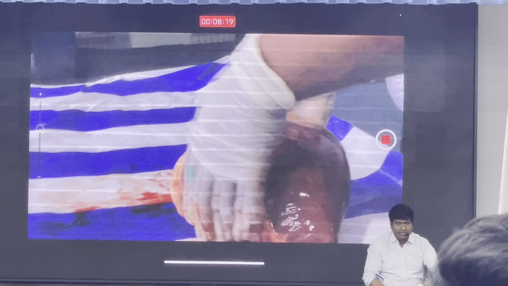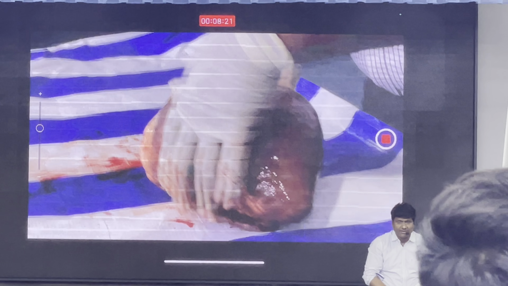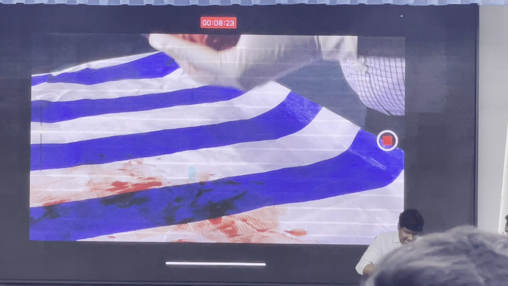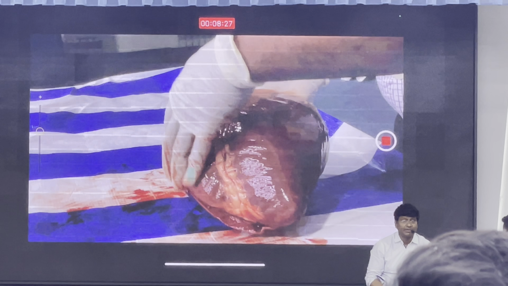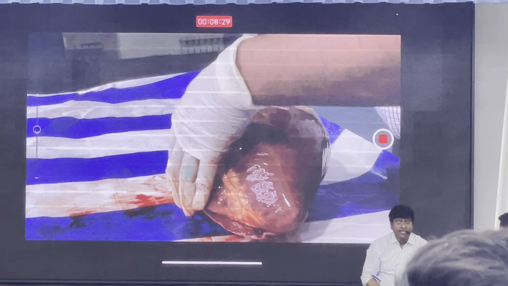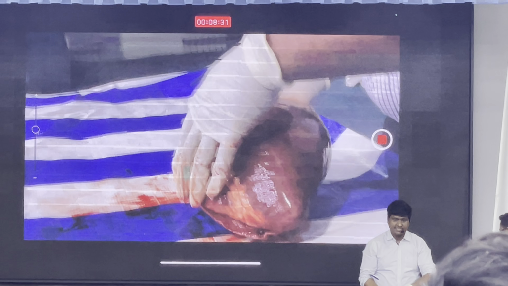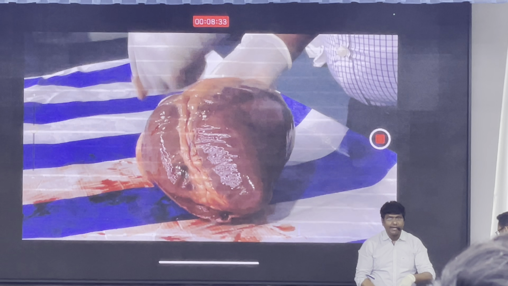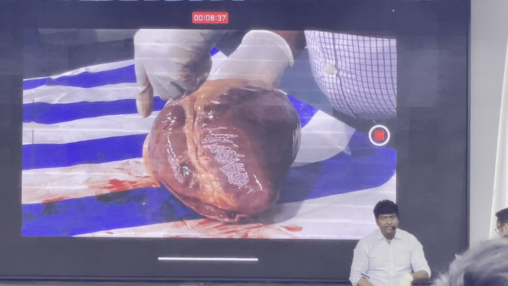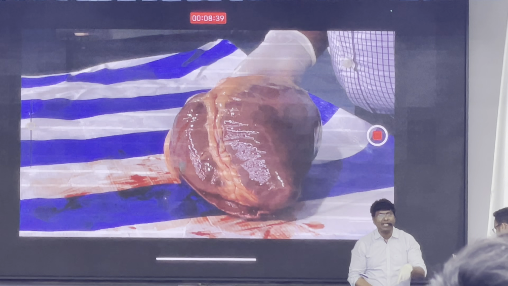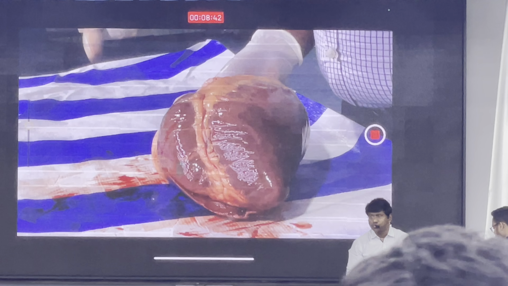Why? Because the inferior wall of the heart is formed by the right ventricle. So in inferior wall MI, which chamber is affected? Right ventricle is affected. Is that clear? Right. So now, if the right ventricle is being affected, for the development of inferior wall MI, which vessel would have been blocked? Right coronary artery.